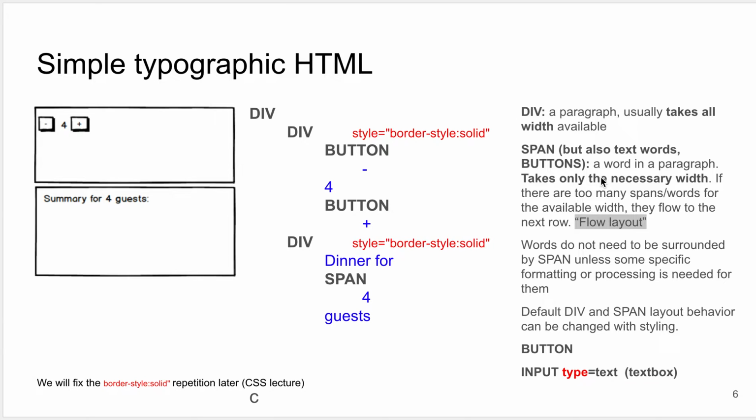A brief description of the HTML elements used here. Divs usually have no graphical appearance but are used to graphically organize their child nodes. Divs usually take all the width available to them. They are like paragraphs. Spans, but also text nodes and buttons and many other HTML elements behave like words in a paragraph, taking only the horizontal space needed and flowing to the next line if they fill up to the end of the row.